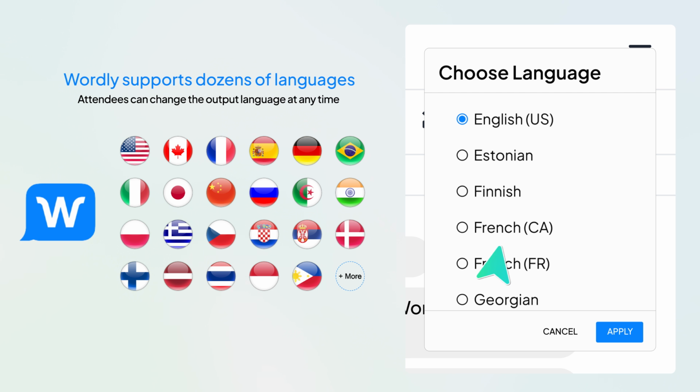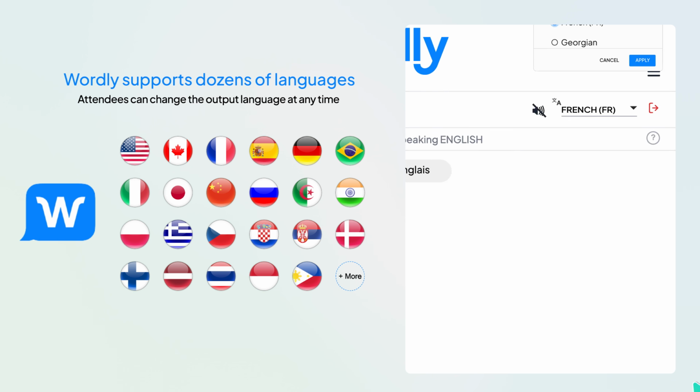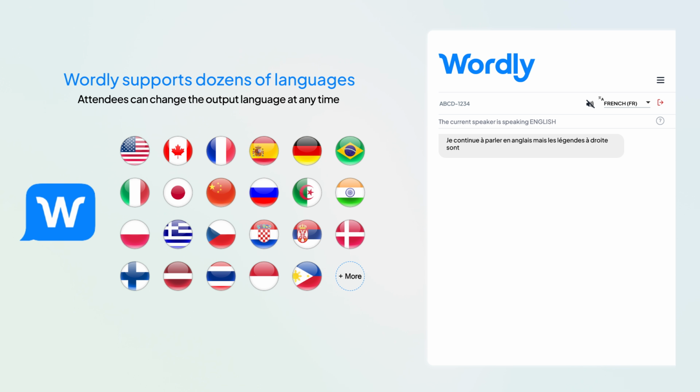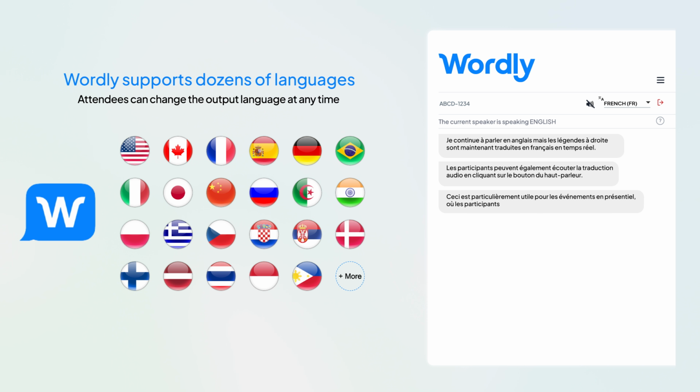Watch what happens when I change the output language to French. I'm still speaking in English, but the captions on the right are now being translated into French in real time. Attendees can also listen to translated audio by clicking the speaker button. This is especially useful for in-person events, where attendees can listen through headphones while the presenter speaks.